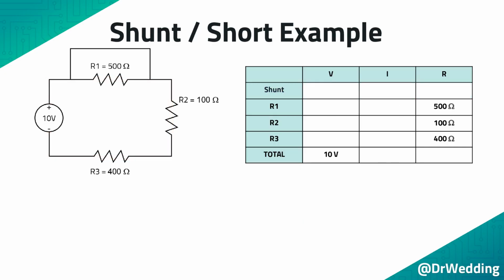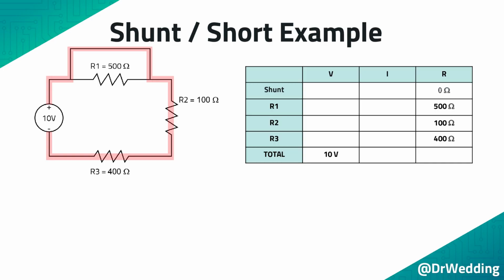A wire has been added that bypasses R1. This is the shunt. A line on the table has been added to store the shunt information. The shunt in this example is a wire with 0 ohms of resistance, so this value is added to the table.